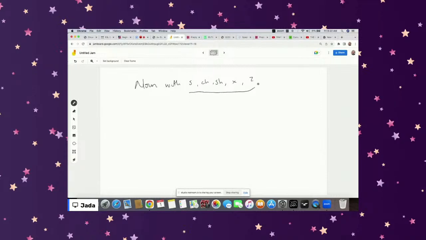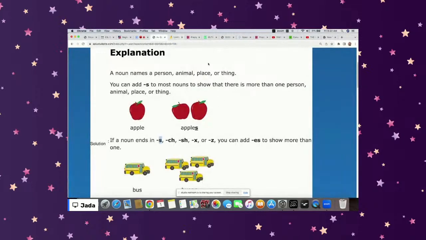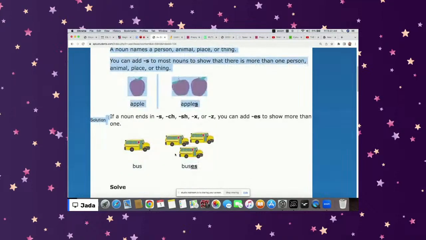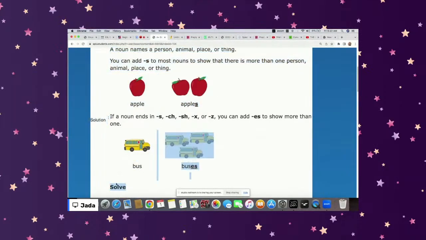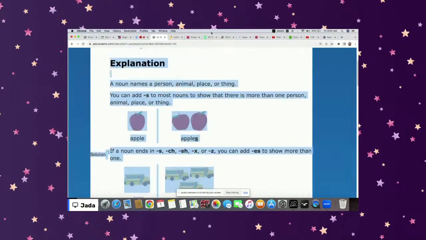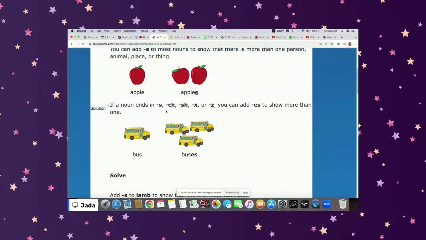So if you have a noun that ends with any of these letters, you can add es to them. Okay. Any of this, you can add es to them to show more than one. Just like bus, bus ends with s, right? So if we want to show that it's plural, we add es, buses. So any word that ends with s, ch, sh, x, or z, you can always add es to show that it is plural. Okay?